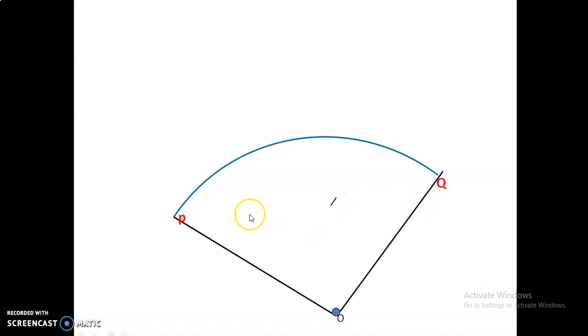Next, this is the OP line. On the line OP, mark a point O dash such that PO dash is equal to 20 mm. This distance is 20 mm. PO dash is equal to small r, that is 20 mm. This is the center of the rolling circle. With center O dash and radius equal to 20 mm, draw the rolling circle.